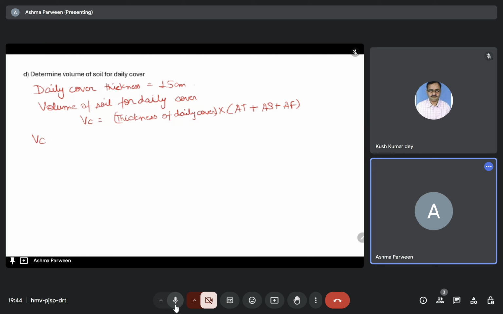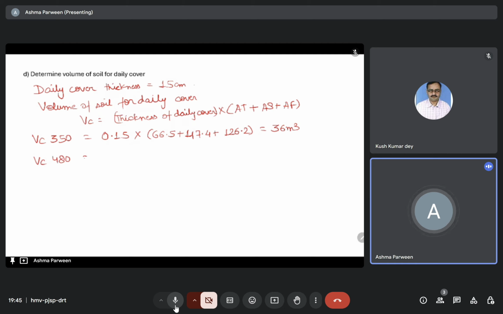So for 350 kg per meter cube of specific weight, we have thickness as 0.15 meter into the surface area for top cell was 66.5, for side was 147.4 and front was 126.2. So it's coming out to be 36 meter cube.